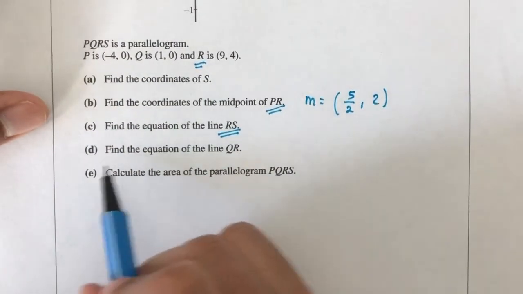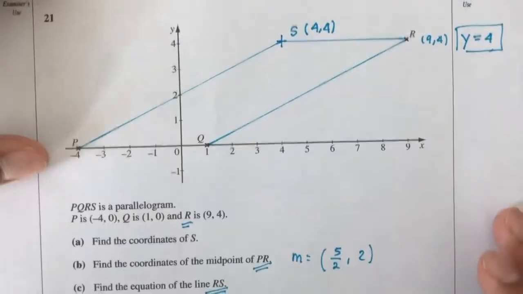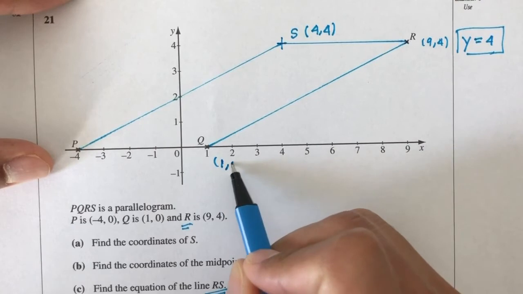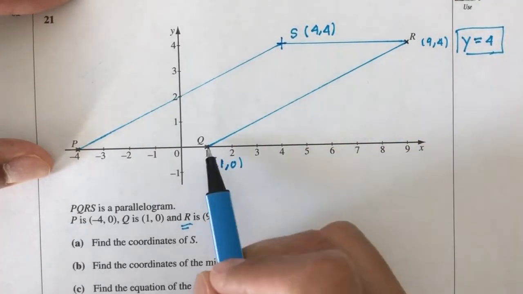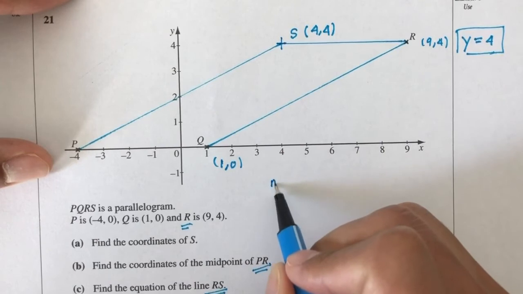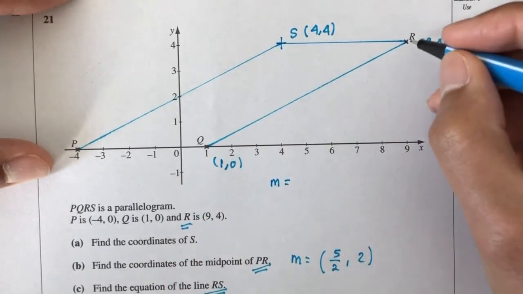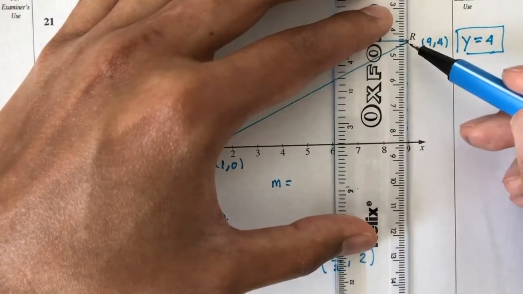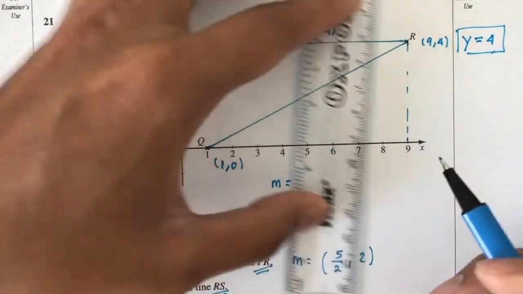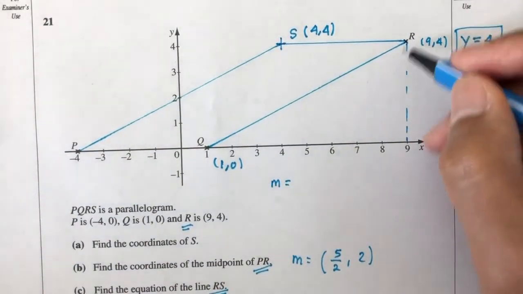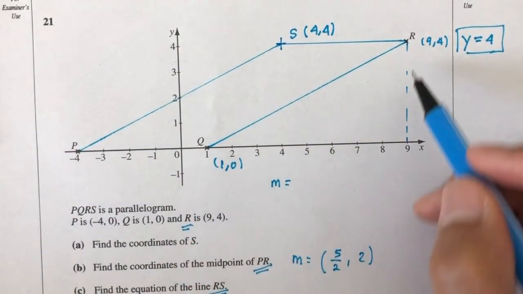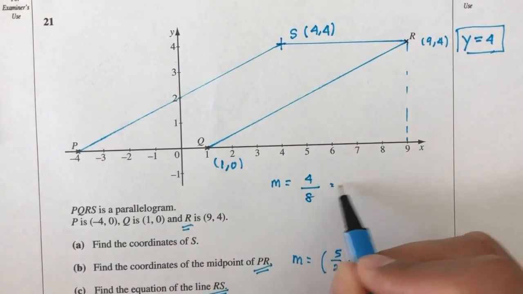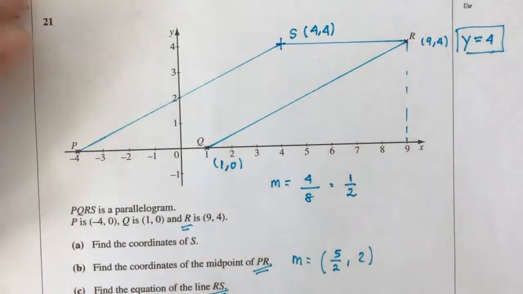Now part D, find the equation of line QR. So Q is the point 1, 0, and R is the point 9, 4. First thing we have to find is the gradient, which is m. One way to find this, let's connect this point. Basically, it will be the height of the triangle divided by the base of the triangle. So the height is 4. The base from 1 to 9 will be 8. That is half. So that's the gradient.